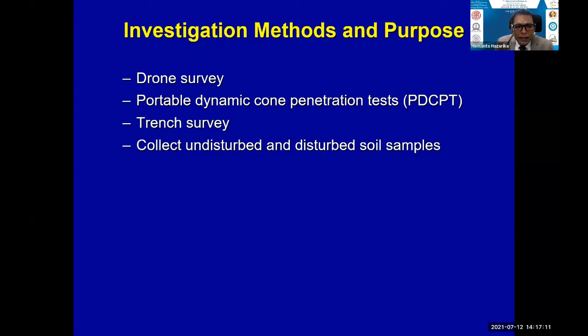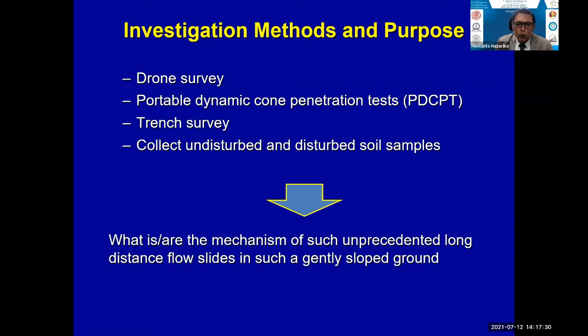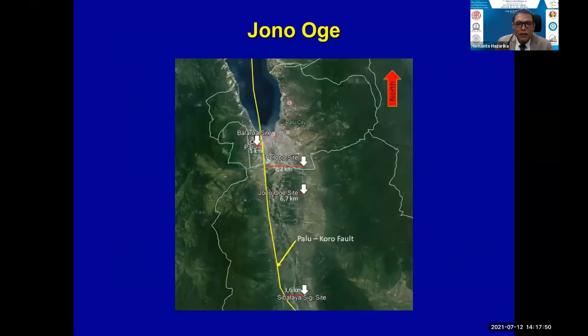So we basically did some drone surveys and performed PDCPT, the portable dynamic cone penetration test, and conducted trench surveys and collected some disturbed and undisturbed soil samples. The purpose is to determine what is, or what are, we still don't know actually. That's why I put both "is" and "are": the mechanism of such unprecedented long distance flow in such a gently sloped ground. Okay.